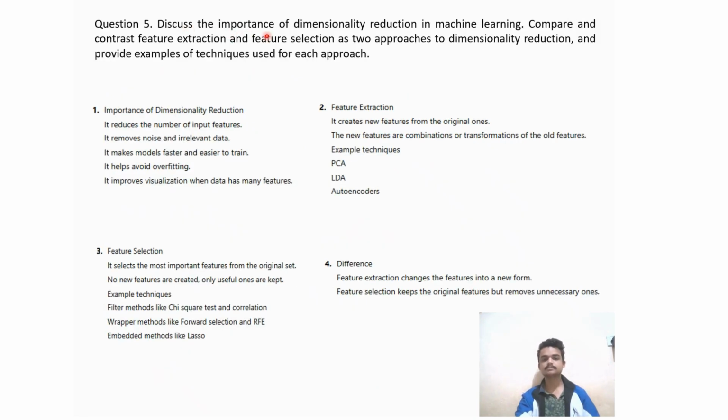Question 5. Discuss the importance of dimensionality reduction in ML. Compare and contrast feature extraction and feature selection as approaches to dimensionality reduction and provide examples of techniques used for each approach. Importance of dimensionality reduction.